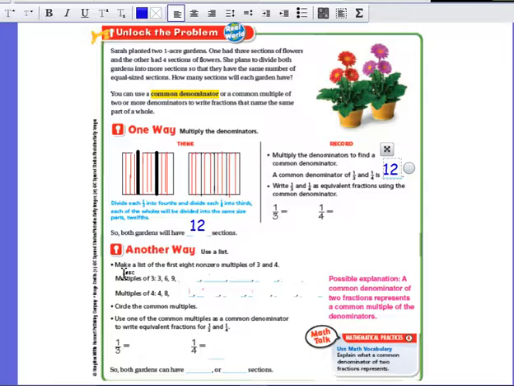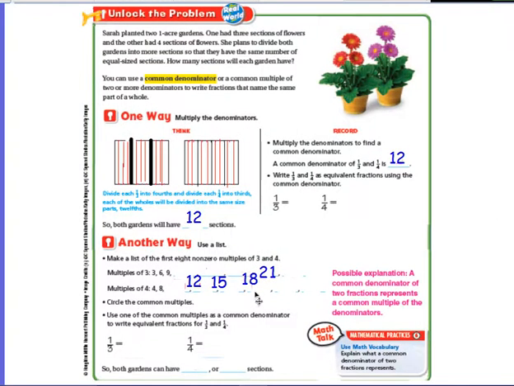Another way to do it, to find your common denominator, which is the way I like doing it the best, I think it's a smaller way, a faster way, is make a list of the first 8 multiples of each denominator. So here's your denominator of 3. 3, 6, 9, 12, 15, 18, 21.